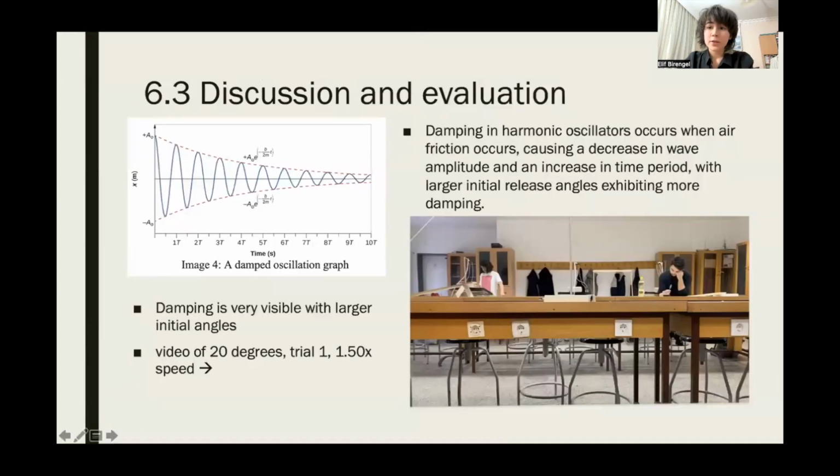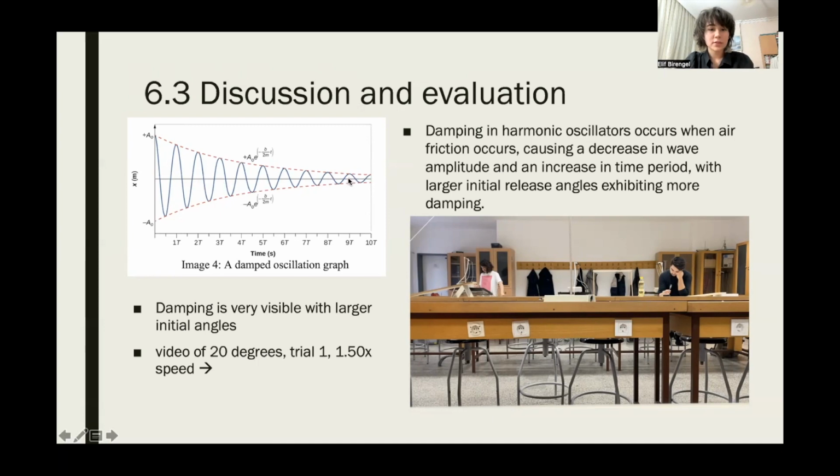So here we come to the discussion part. I related this deviation of the empirical time periods from the theoretical time periods to damping. So damping occurs in harmonic oscillators when air friction is there, that is, in every practical experiment. And it causes a decrease in maximum wave amplitude and an increase in the time period.